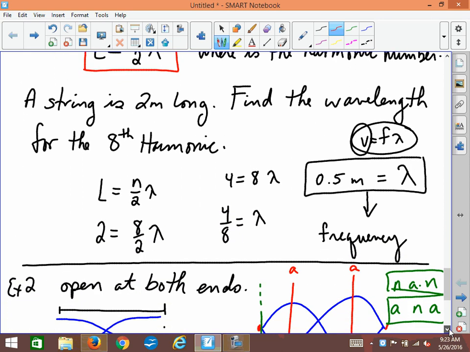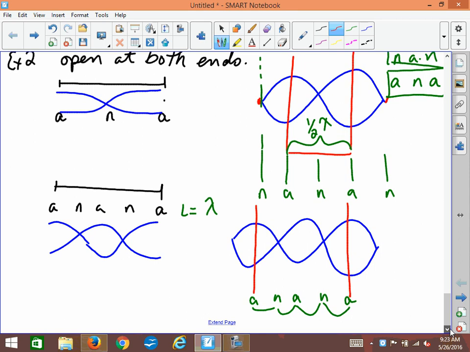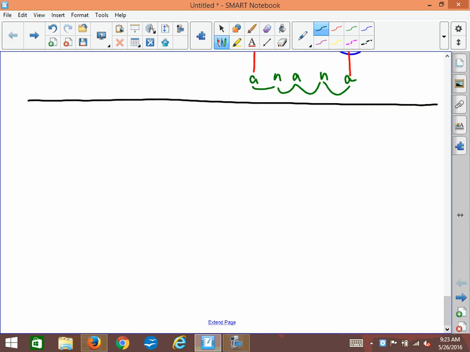Now there's one more possibility. And I know this is kind of a lengthy video, but we may as well get it all done at once. What happens if you are open at one end and closed at the other? So the third example would be open.